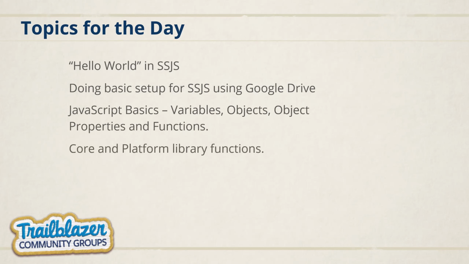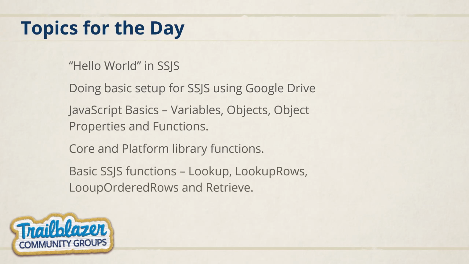Then let's discuss a little bit about the core and platform library. And then we will look into some basic SSJS functions, which are for beginners, like lookup rows, lookup ordered rows, or the retrieve function. We might not be able to cover all of these today. There is another session planned, which would be the continuation of this one, on 7th of April. So if you haven't registered yet, register for that one as well.